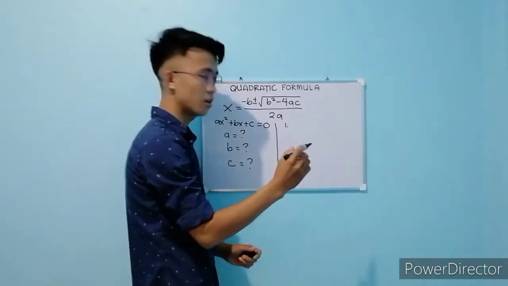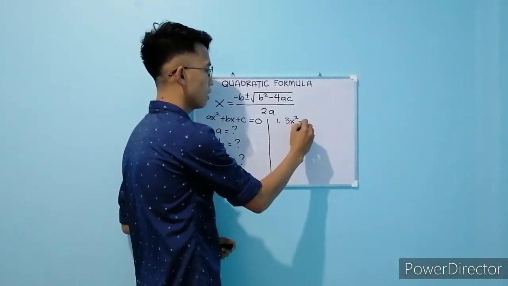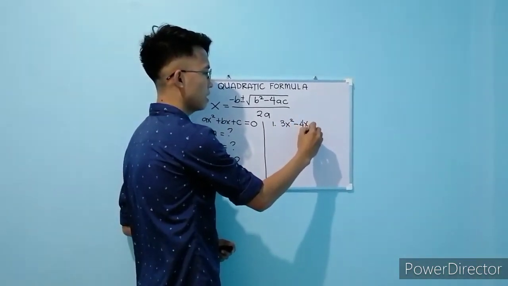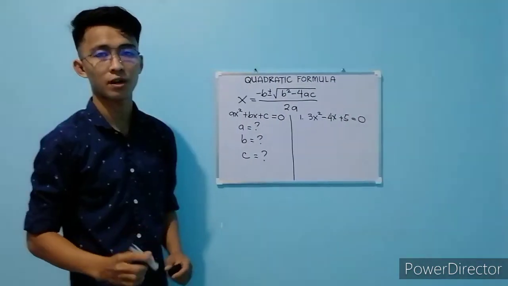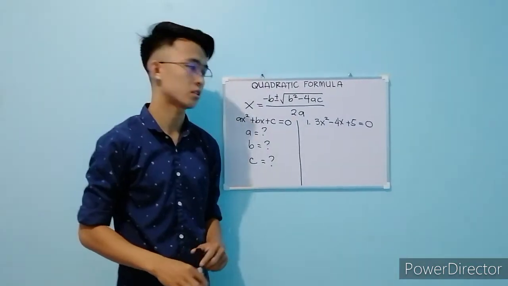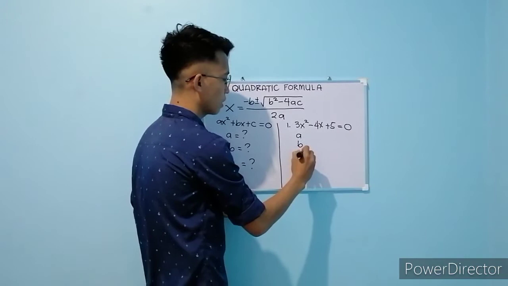Now let's do some examples. Let's say we have an equation of 3x squared minus 4x plus 5 is equal to 0. Let us identify first the values of a, b, and c. What is a, what is b, and what is c?